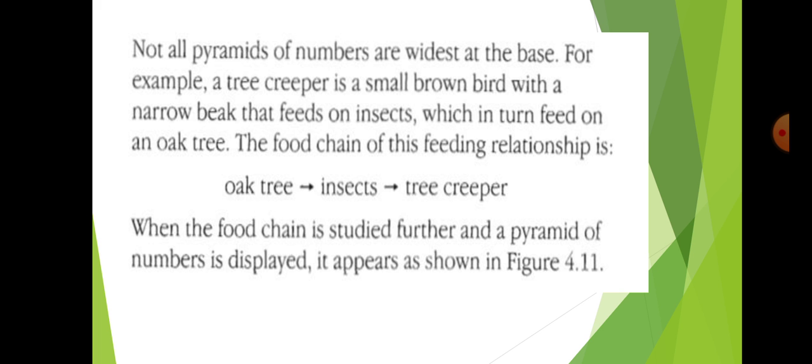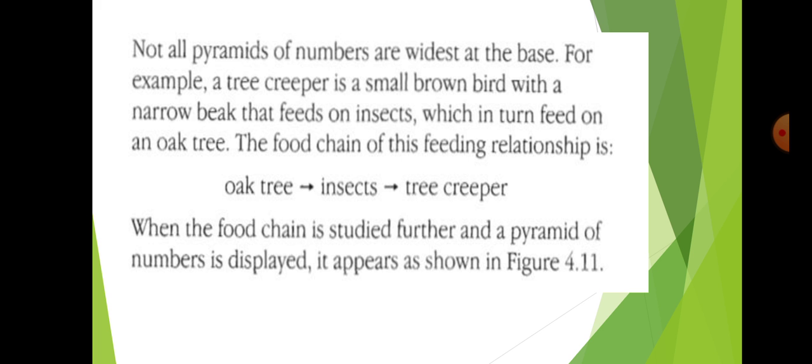Not all pyramids of number are widest at the base. For example, a tree creeper is a small brown bird with a narrow beak that feeds on insects, which in turn feed on oak trees. The food chain of this feeding relationship is oak trees eaten by insects, the insects eaten by the tree creeper.